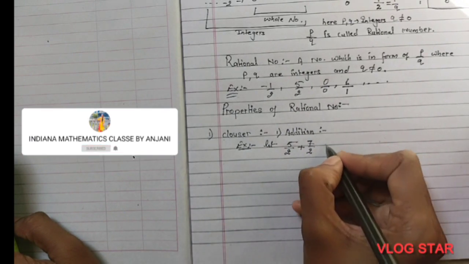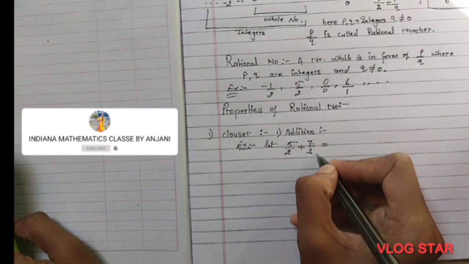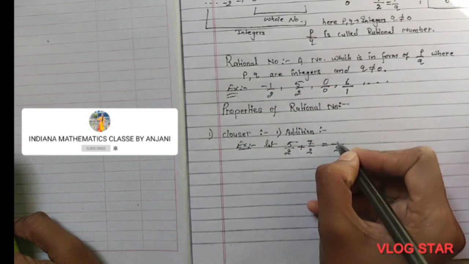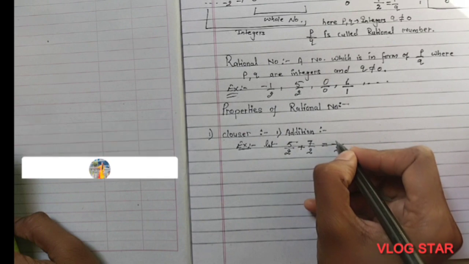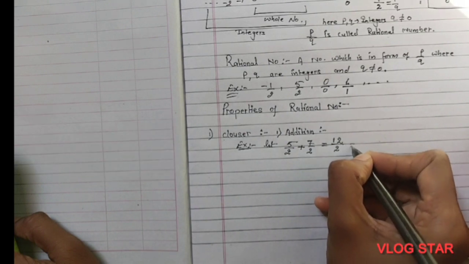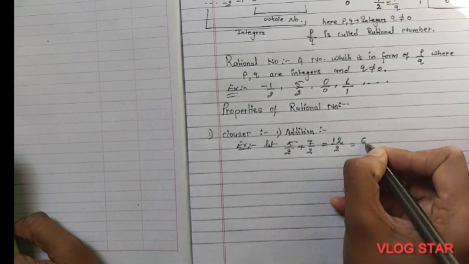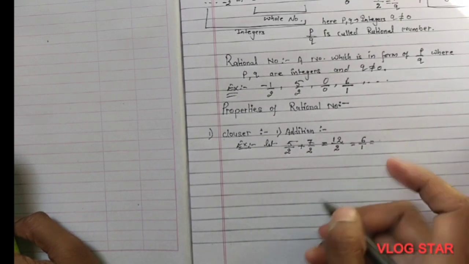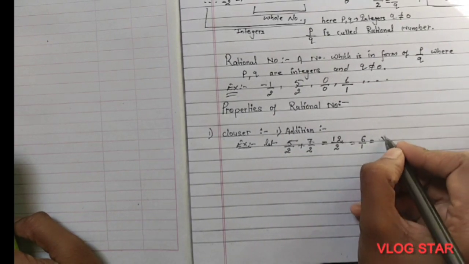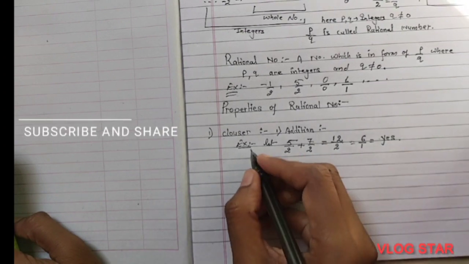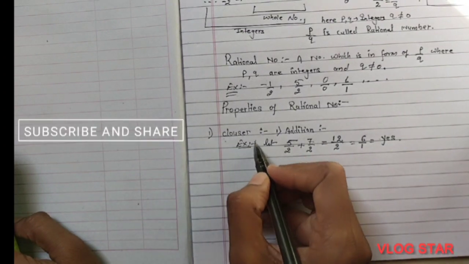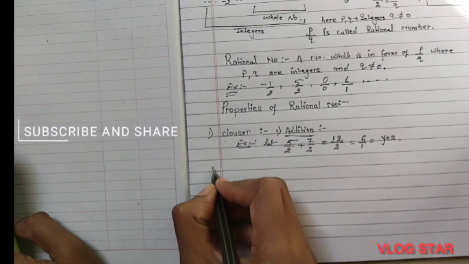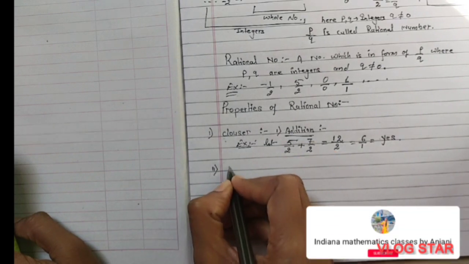Okay, and add both the numbers. What will you get? You will get denominator 2, and 7 plus 5 is 12. If we cancel it, then we will get 6. This is in rational form. 6 is a rational number. Yes, it is a rational number. Means the closure property is satisfied for addition.